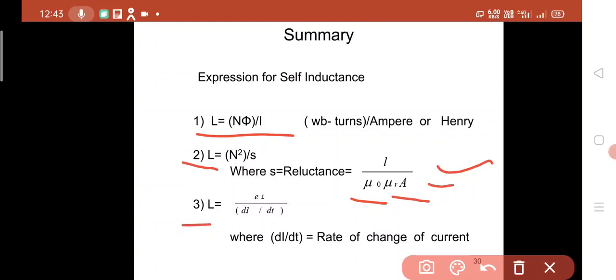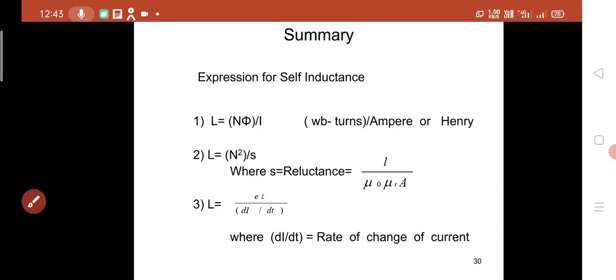Third point, L is equal to E by di by dt, where di by dt is the rate of change of current.